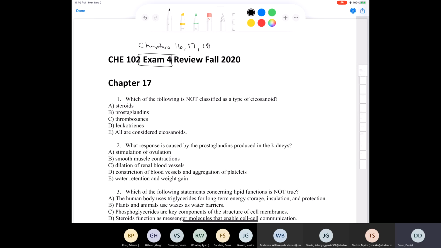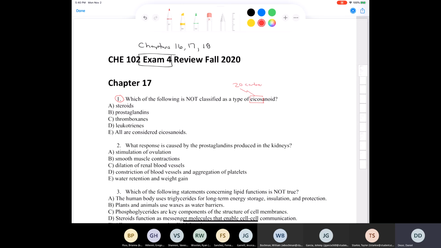We've already looked at some chapter 16 problems earlier on, so we'll start with the first question, which is, which of the following is not classified as a type of eicosanoid? And if you looked at my video lectures, I spoke about eicosanoids in detail. Can anybody tell me what the prefix eikos stands for before we actually answer the question? Can anybody tell me what eikos means? Exactly. Like Johnny says, it's 20 carbons, right?